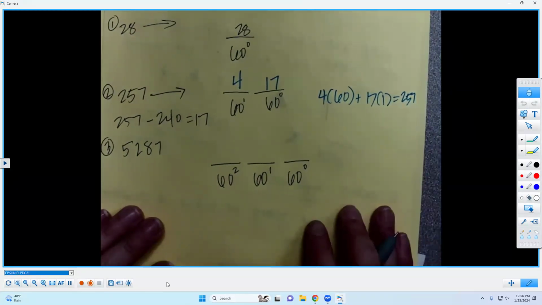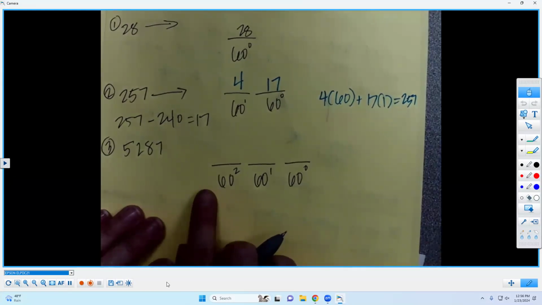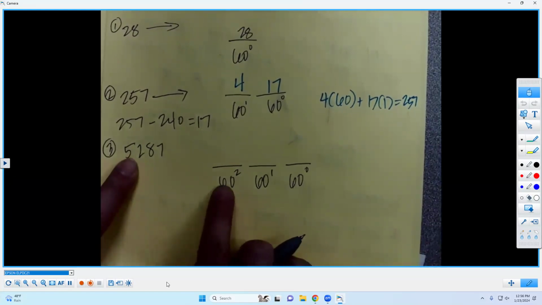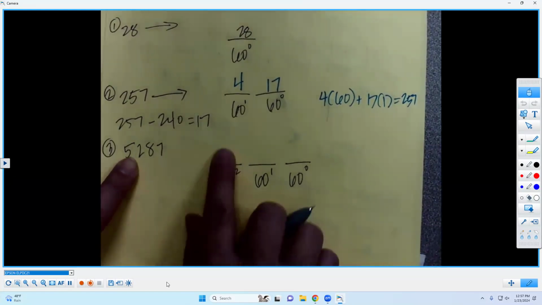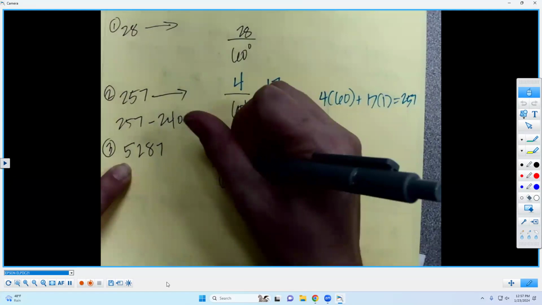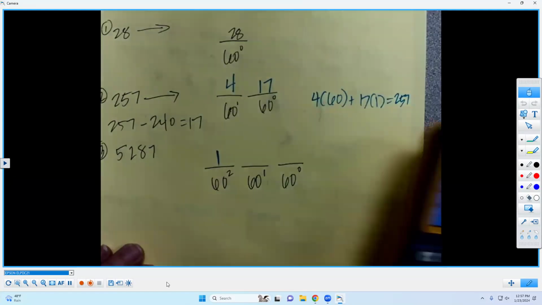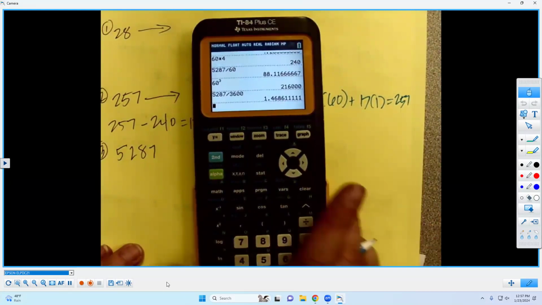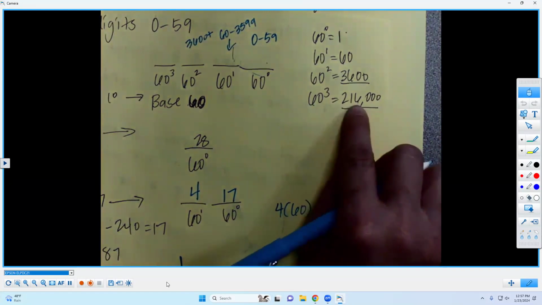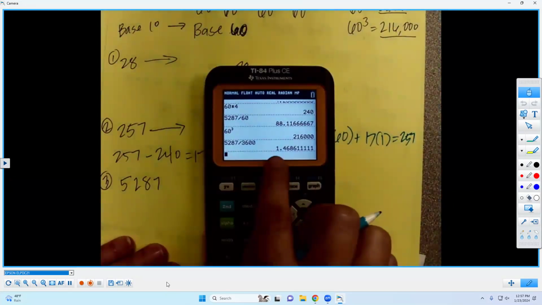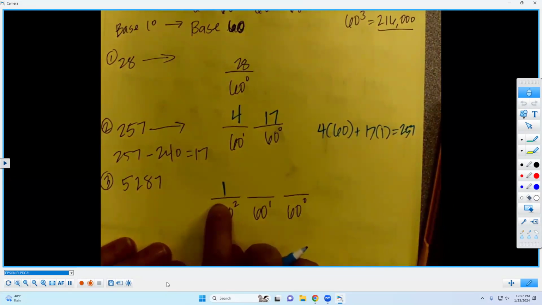So generally, the easiest way to do it is to start off with the biggest thing. How many of the biggest things can you make? So 60 squared is 3,600. It takes 3,600 pieces to make that place value. How many of those do I have? One. Just one, because there's not another place. The fourth place value needs a minimum of 216,000 pieces to make it. So I only have one of these in this situation.